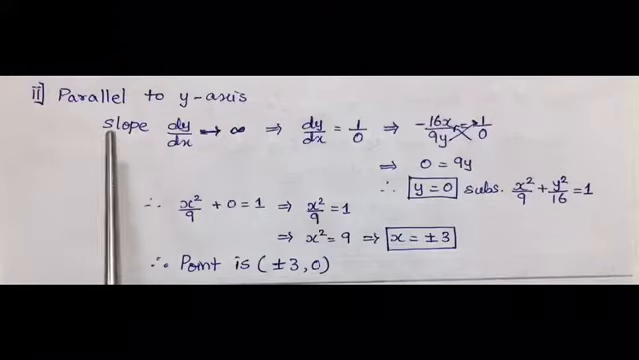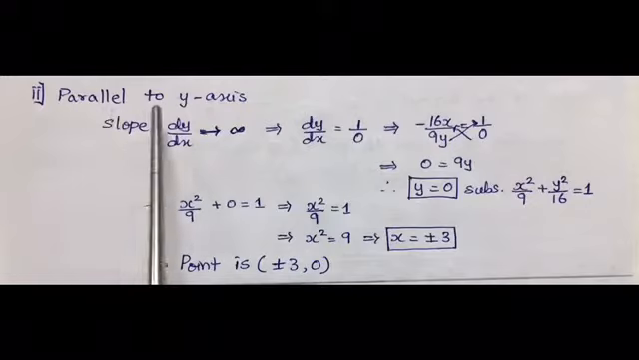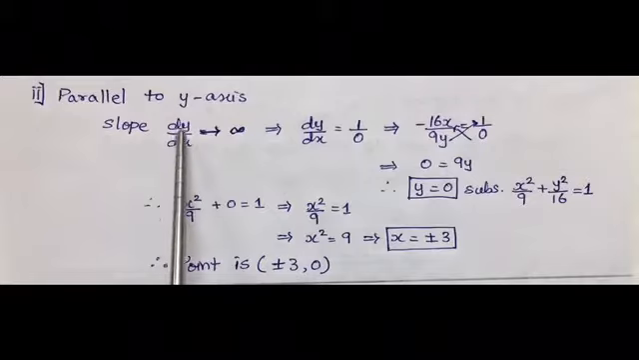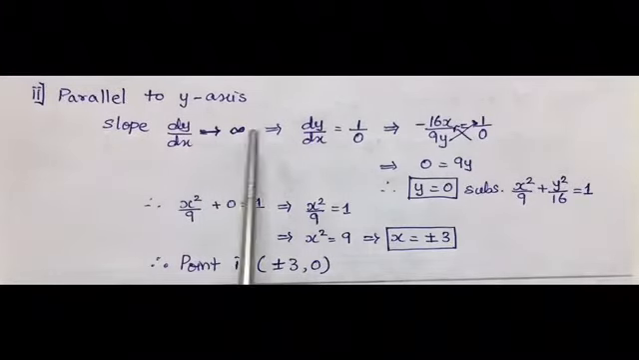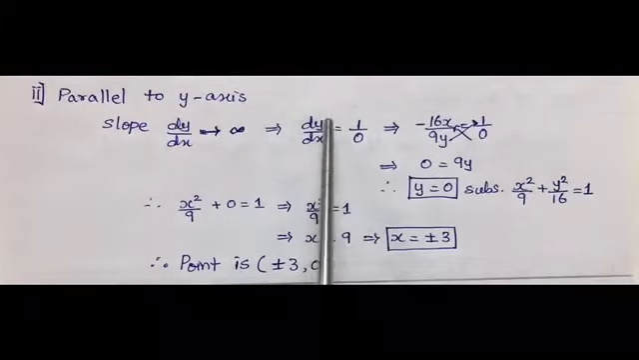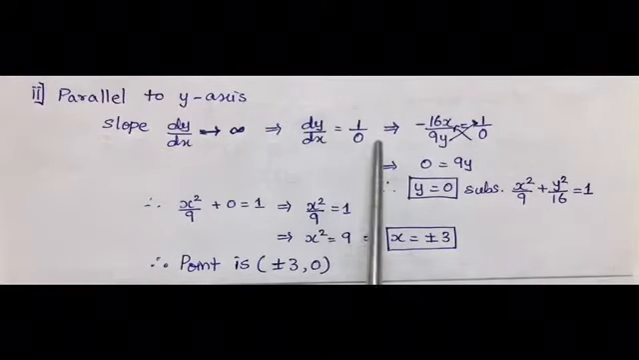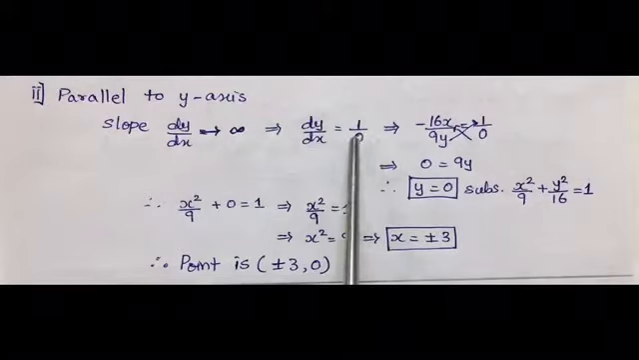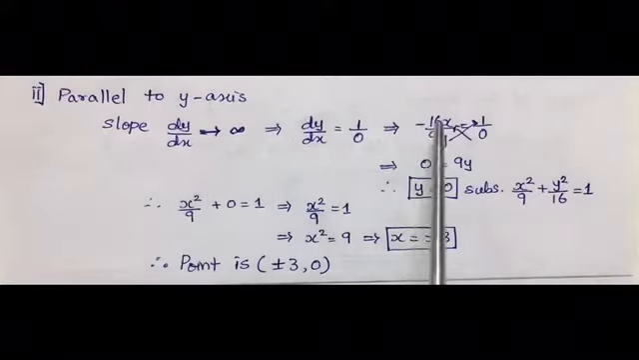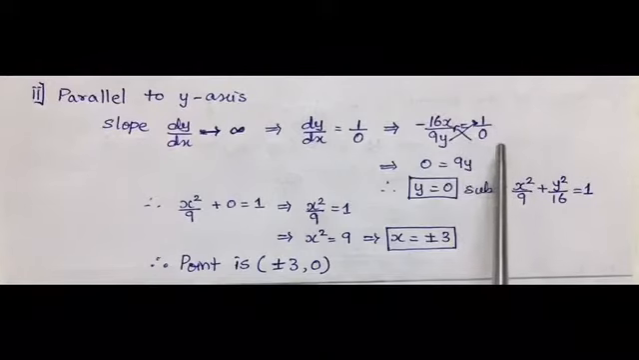The condition given is parallel to y-axis. Now if the line is parallel to y-axis, the slope is undefined, or we say the slope tends to infinity, and as the slope tends to infinity, we write it as dy by dx is equal to 1 upon 0. Now this 1 upon 0 helps us in calculating the points. Now dy by dx calculated is minus 16x upon 9y, that is equal to 1 upon 0.